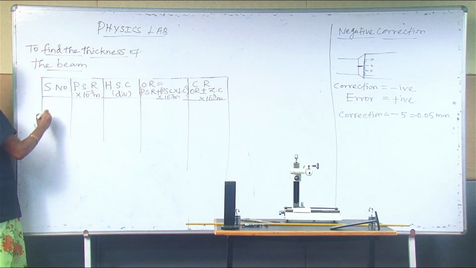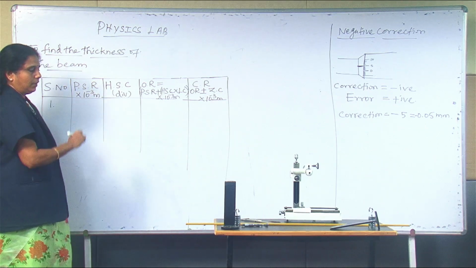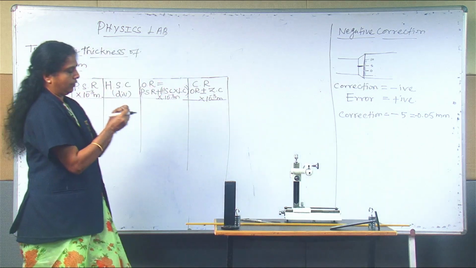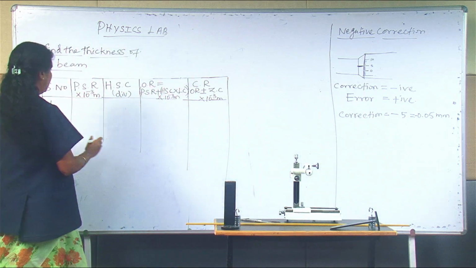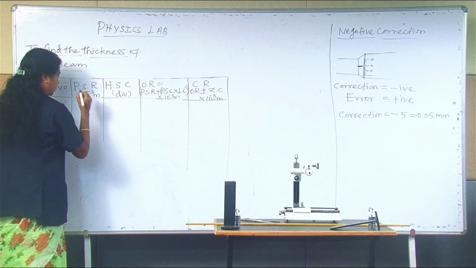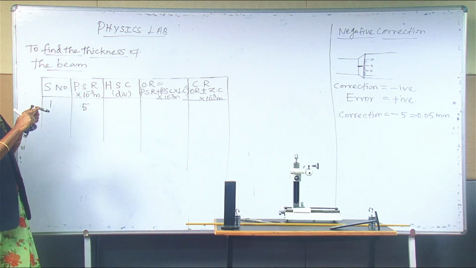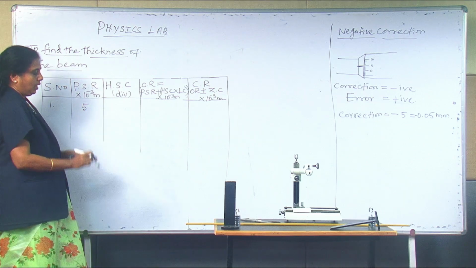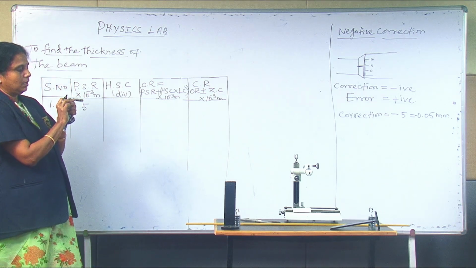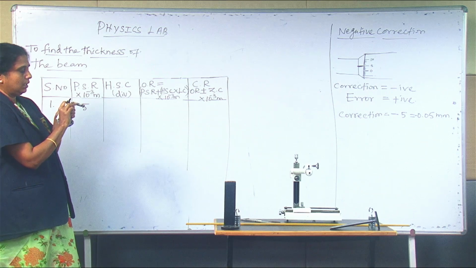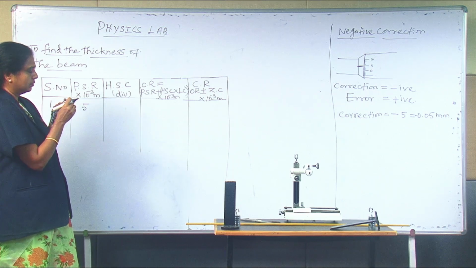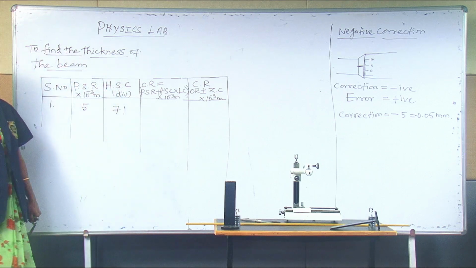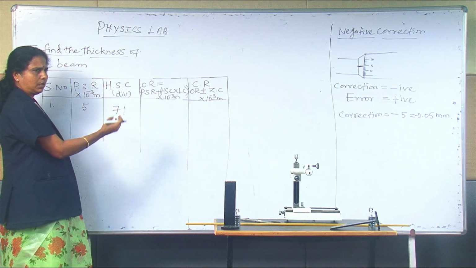Okay. So for example, if I get 5 divisions in the pitch scale, I simply write it as 5. Note down the number of lines in the pitch scale. If it is 5, you simply write it as 5 divisions, and note down the coincidence in the head scale. So that is 71, or 28, or something like that.